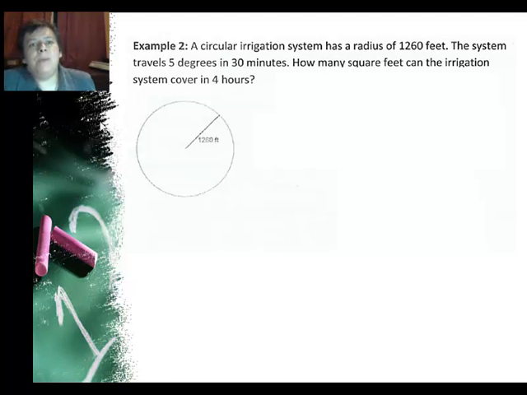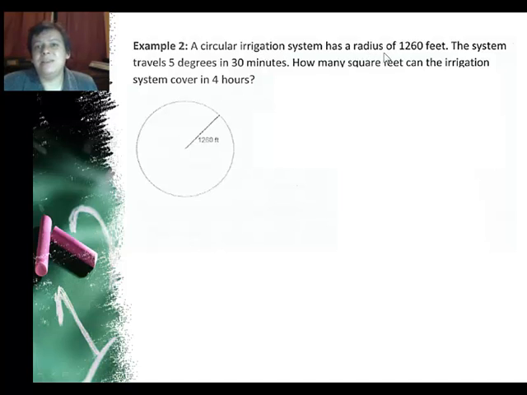In the next problem, these are actual irrigation systems. I looked this up on the internet. If you ever go out into the country and you see these huge irrigation systems and they look like they're a mile or two long, those are actually real. They're probably more like a quarter of a mile, a third of a mile long. And this particular one is an average irrigation system.